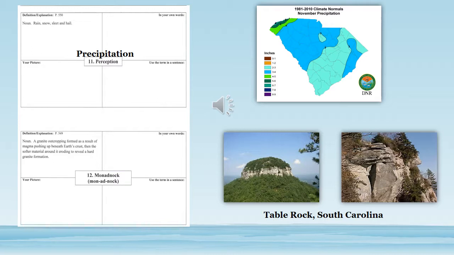Now we come to precipitation, not perception. Thank y'all so much, my lovely students, for finding my boo-boo and correcting it for me. Oh, I just appreciate y'all.